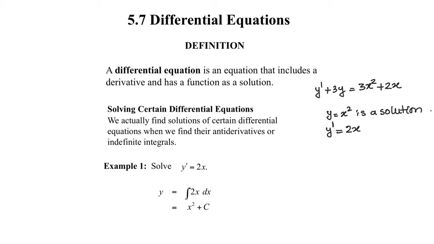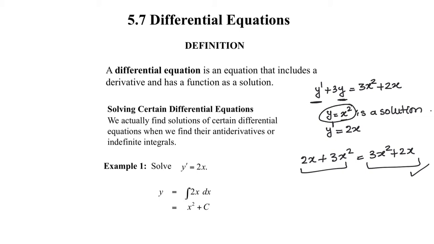We can check that by replacing this y prime with 2x and this y with x square, and the right side is 3x plus 2x. So you can see the left side and right side are both the same. Both have 3x square plus 2x. So that is a solution. y equals x square is a solution.